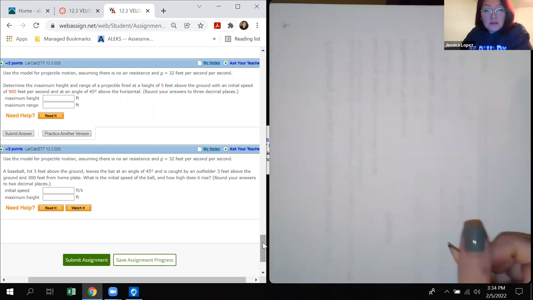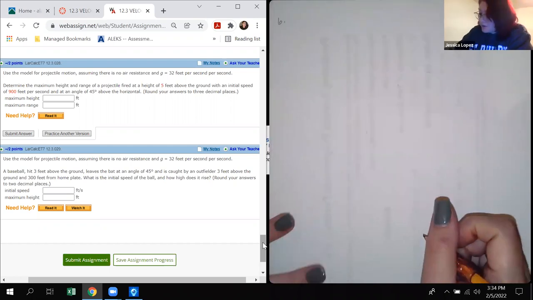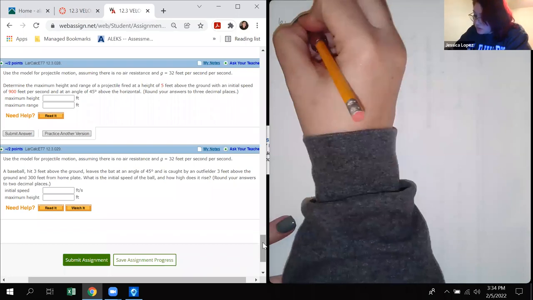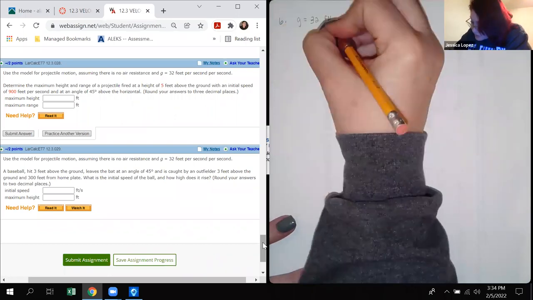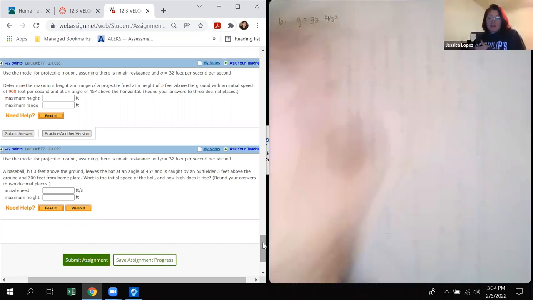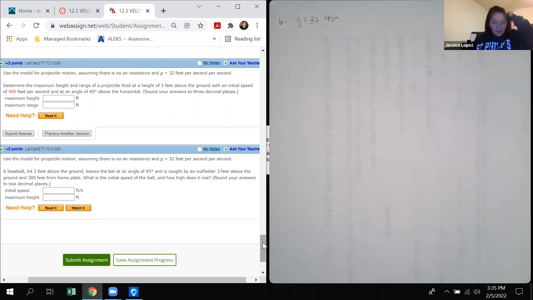Okay, so we've got gravity. We've got g equals 32 feet per second squared. Feet per second squared just means there are seconds and seconds at the bottom. Now it says determine the maximum height and range of a projectile fired at a height of 5 feet above the ground with an initial speed of 900 feet per second at an angle of 45 degrees above the horizontal. Round your answers to 3 decimal places, and they want to know the max height and the max range, okay?